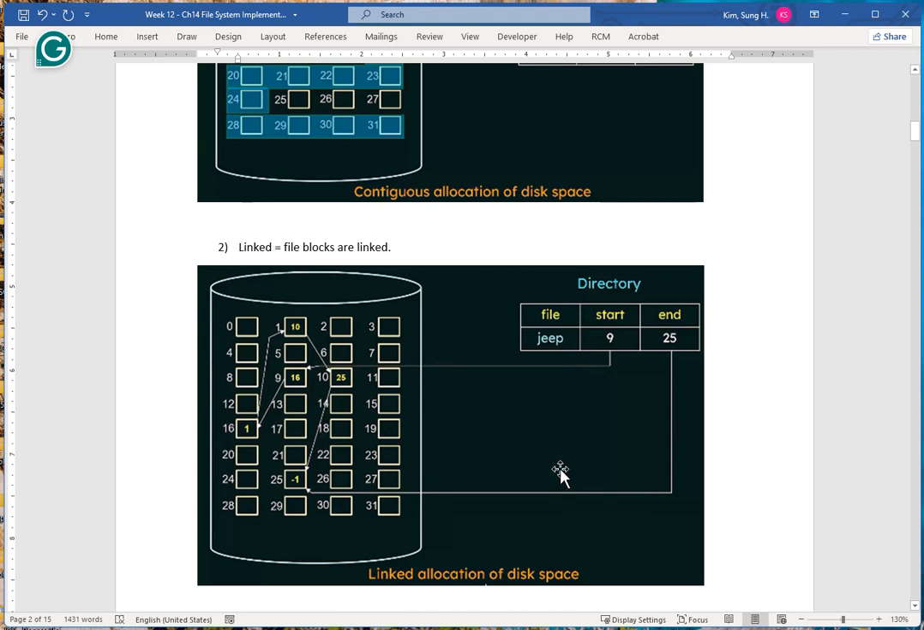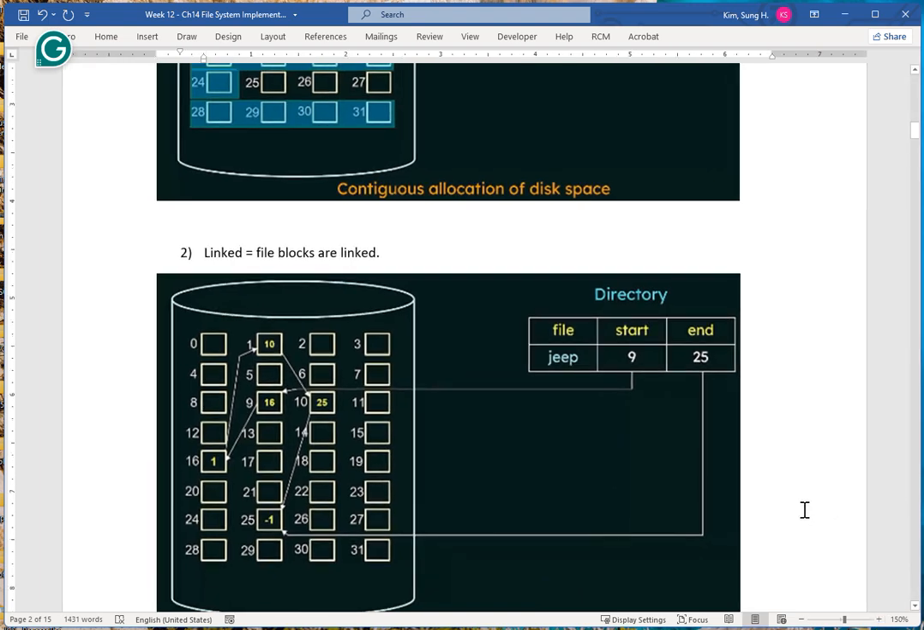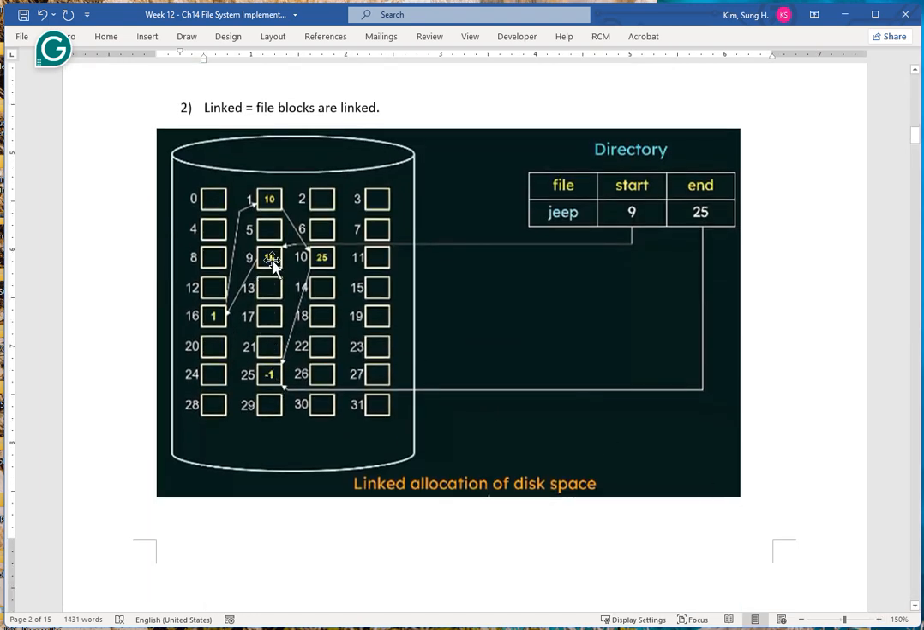The next one is called linked, and the file blocks, or the file parts, are linked, right? So the directory has, in this case, only one file listed in the directory. The file name is Jeep and it starts at number 9, just as an example, right? And then it ends at 25. But after it reads in here, it'll have not only the data, but also the pointer of the block number.